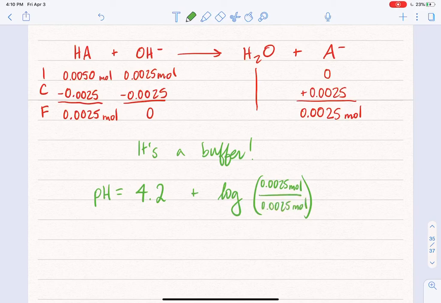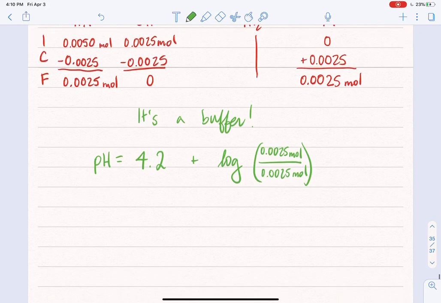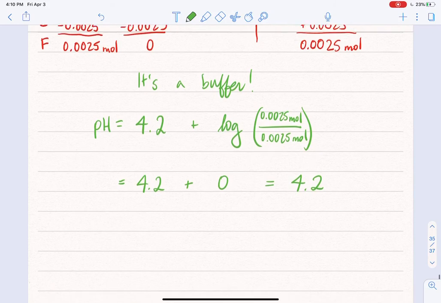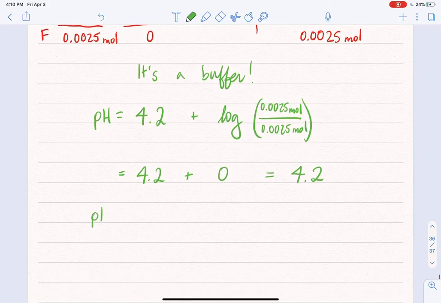And we can use the number of moles because the total volumes would cancel since this is a ratio. Aha! What do you notice about this? What is the log of 1? Why, the log of 1 is 0, of course. So the pH here is equal to the pKa. This is a very special point in the titration. The pH being equal to the pKa is known as half equivalence.